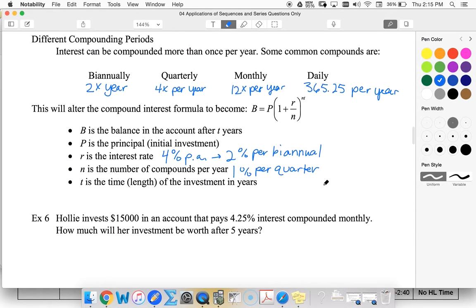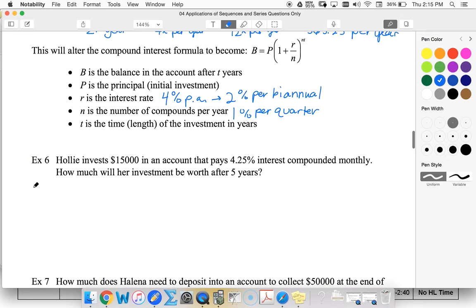So let's look at an example of this. So I've got $15,000, so that's going to be my principal. That pays 4.25% interest, that's my R. Compounded monthly, so my N is 12. How much will her investment be after 5 years?